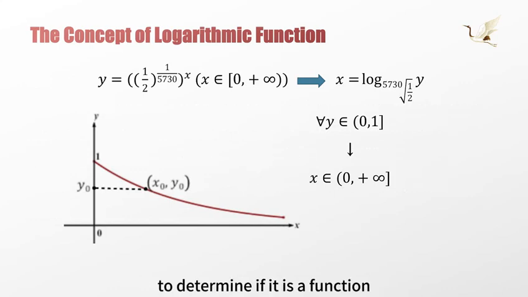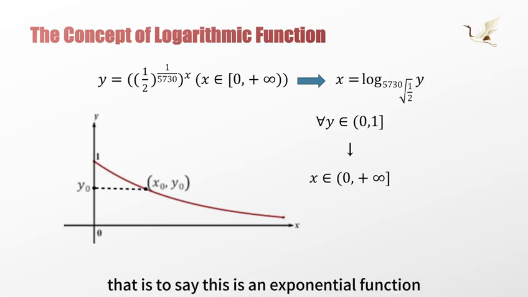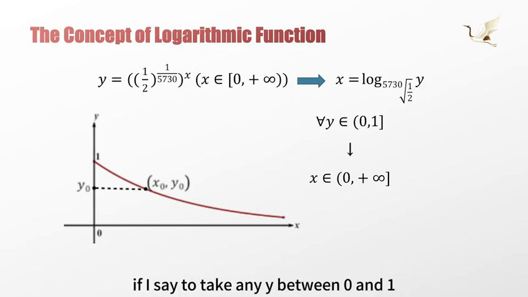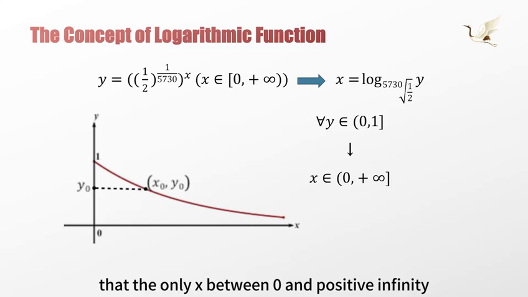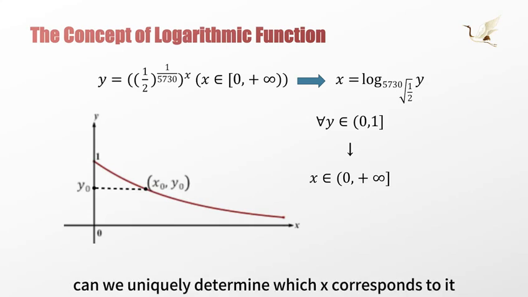To determine if it is a function, we need to analyze the concept of a function. This is an exponential function, and we can easily see that when x belongs to 0 to positive infinity, our y range is actually 0 to 1. So if I take any y between 0 and 1, can you be sure that a unique x between 0 and positive infinity corresponds to it? In other words, when y takes any value, can we uniquely determine which x corresponds to it?